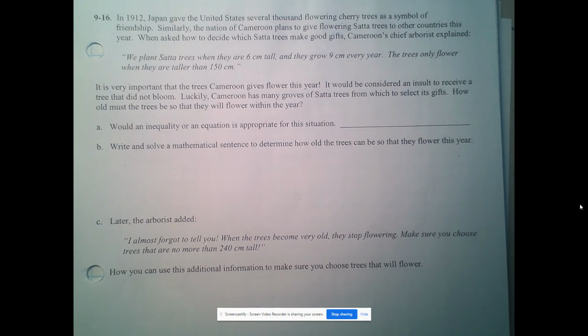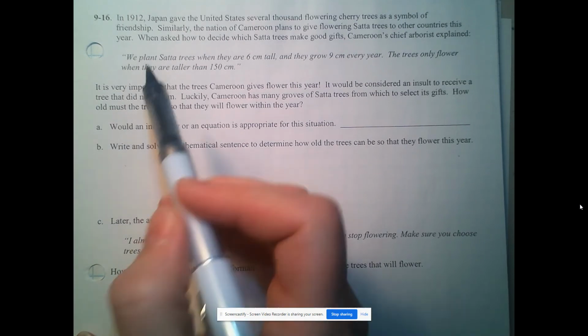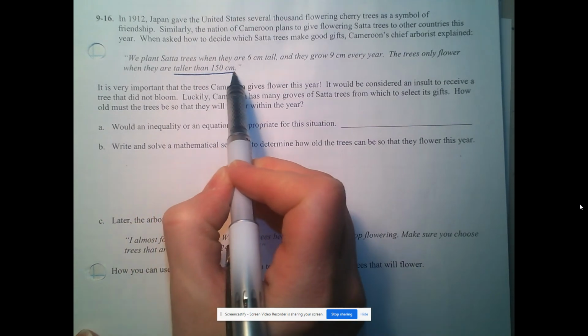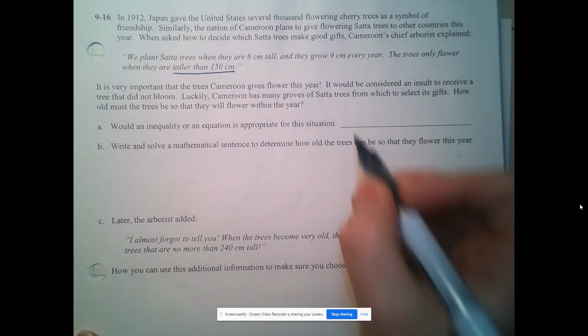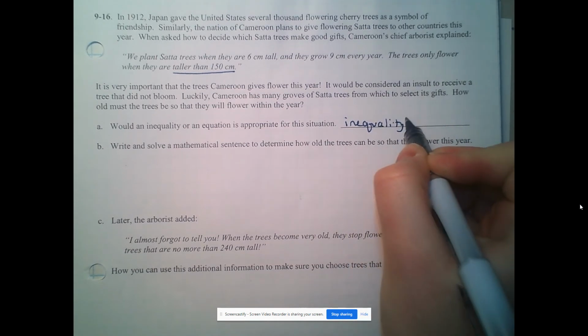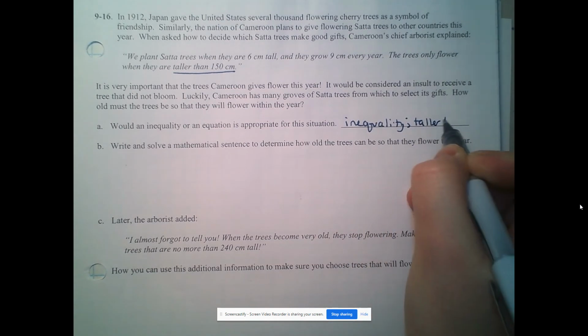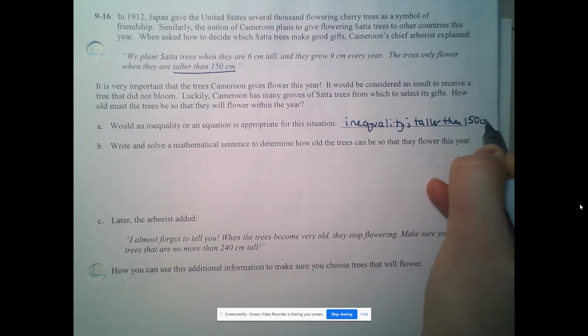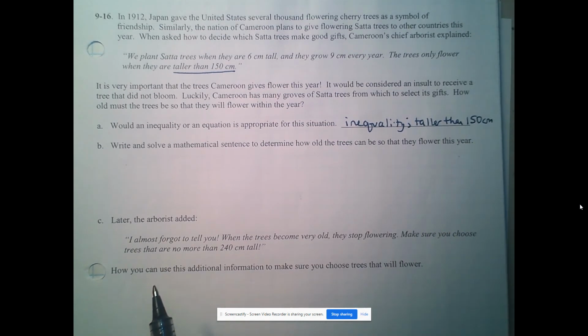So the first question is, is this an inequality or is it an equation? And if we go back to the quote, taller than 150 centimeters, that tells us that it's going to be an inequality. We're probably not going to be able to find many trees that are exactly 150 centimeters, but as long as it's taller than 150, it should be good. Write and solve a mathematical sentence to determine how old the trees can be so that they flower this year.